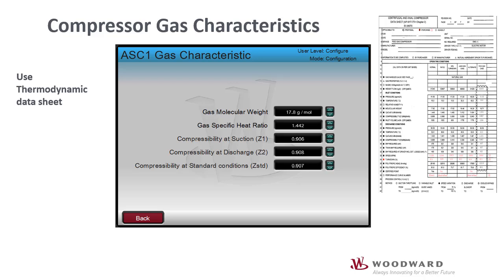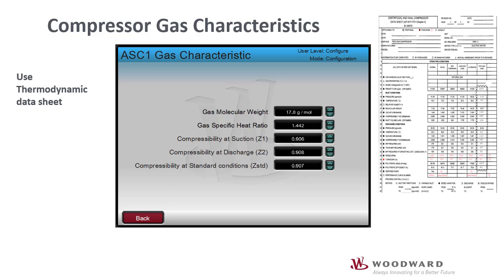Next is compressibility at suction. This is provided over here, compressibility at suction and at discharge. In case the compressibility at standard condition is not known or not given by the customer, then the safer side is to take the average of Z1 and Z2. So that's about gas compressibility.